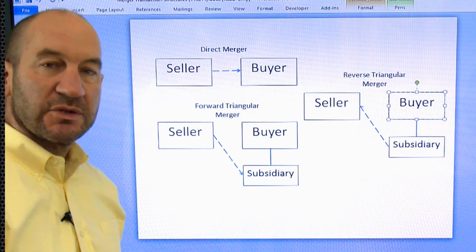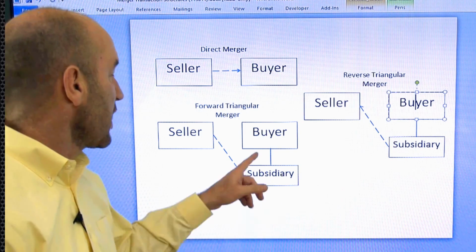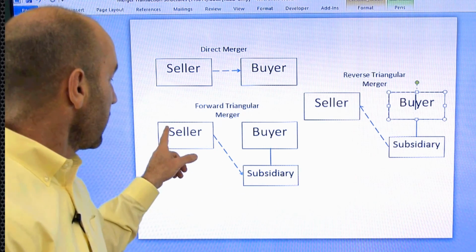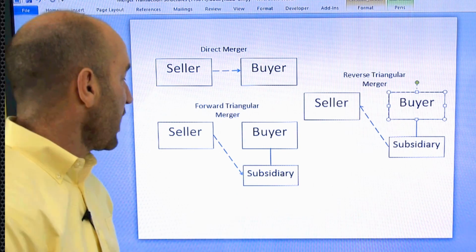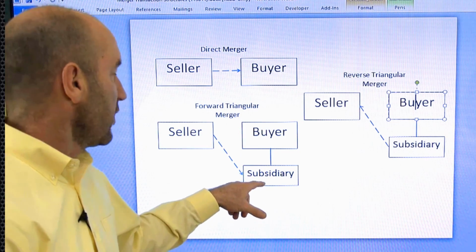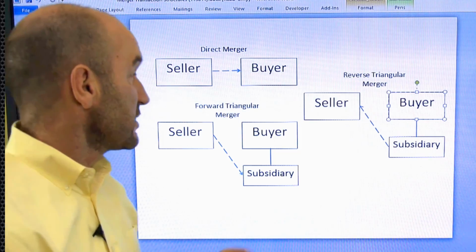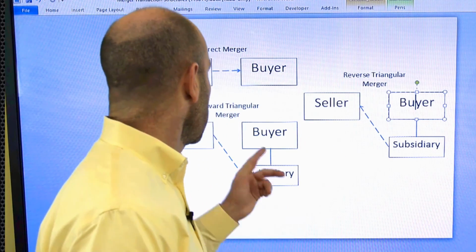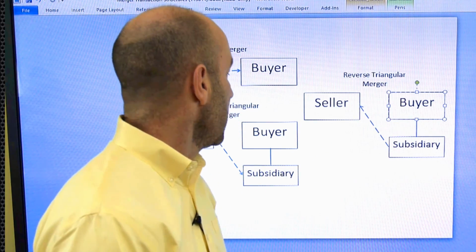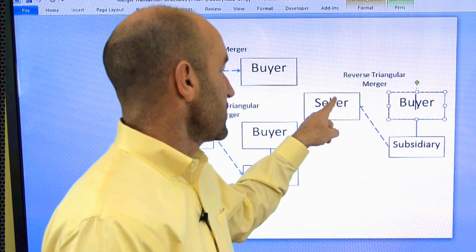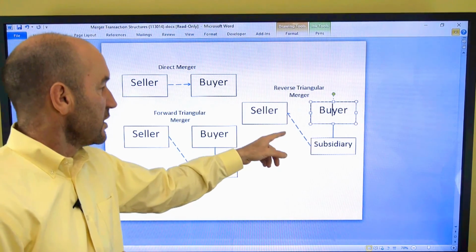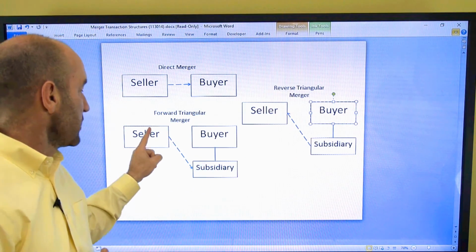The next one is a forward triangular merger. In this situation, we have the buyer creating a wholly owned subsidiary, and then the seller over here actually merges into that subsidiary. So after that transaction, the buyer owns the seller as a wholly owned subsidiary. Next is the reverse triangular merger. As with the forward triangular merger, the first step is the buyer creating a wholly owned subsidiary. But in this case, the subsidiary is the one that merges into the seller.